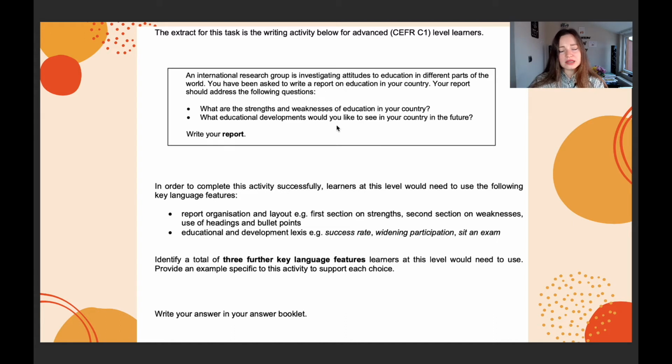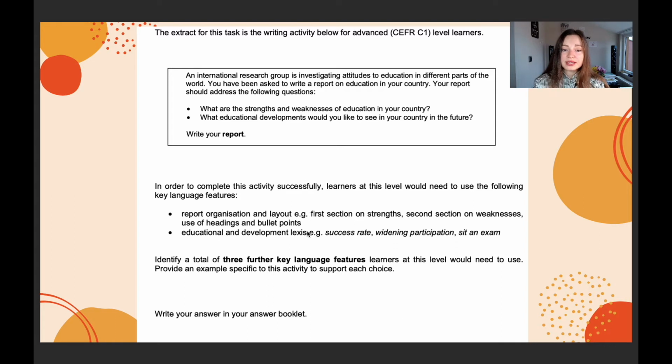So here we can see that the use of modal verbs as well as future forms of the verbs might be expected. And since it is a report, you might think about what the feature of a report could be. One of those will be possibly the passive voice. In order to complete this activity successfully, learners at this level would need to use the following key language features: report organization and layout, educational and development lexis.